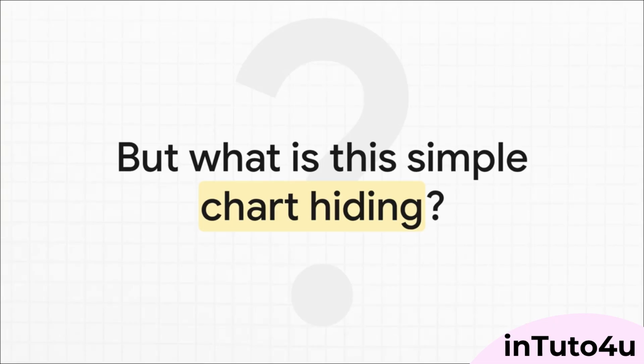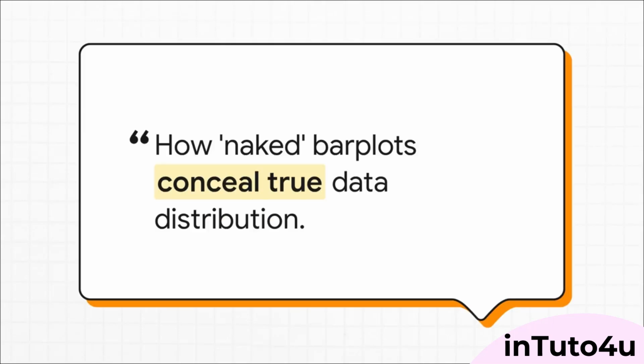I mean, think about it. It gives us this clean, simple summary, usually just an average. But what is that single number, that one simple bar, not telling us? What information gets lost when you boil everything down? Data scientists actually have a phrase for this. They talk about how naked bar plots, just the bar by itself, can conceal the true distribution of the data. In other words, they show you the summary, but they hide the real story underneath.